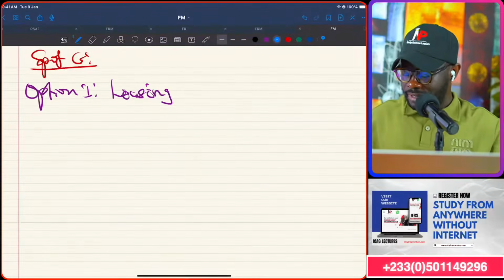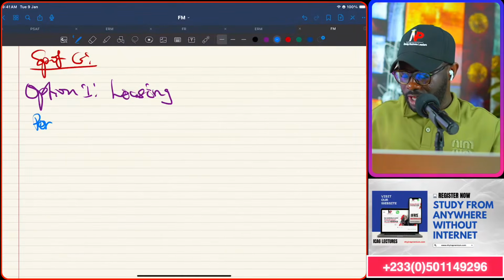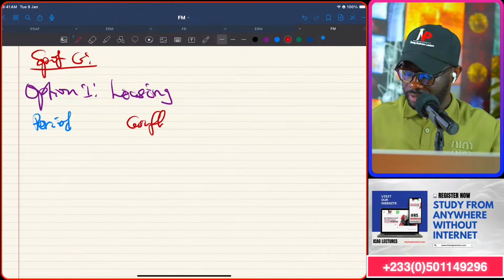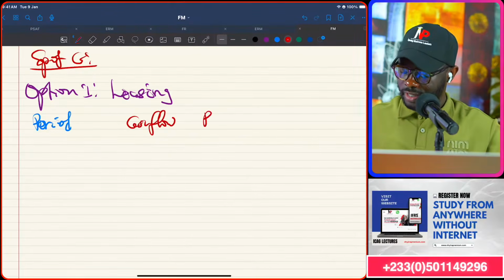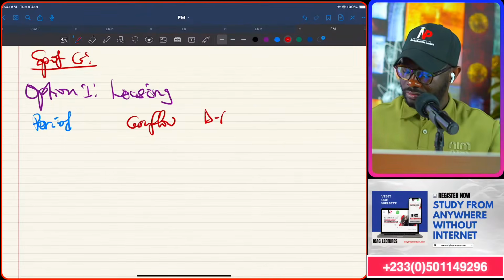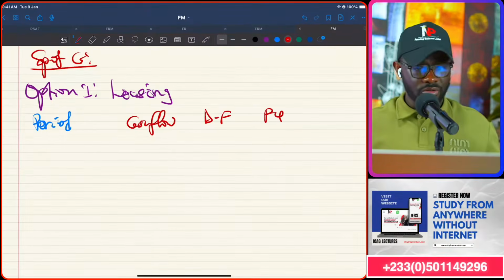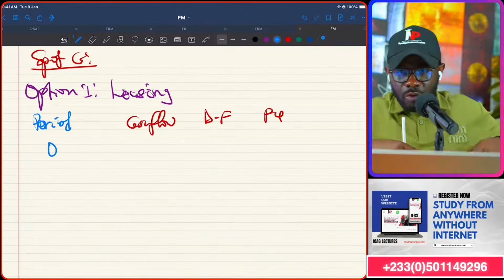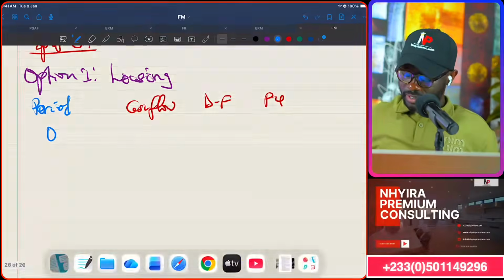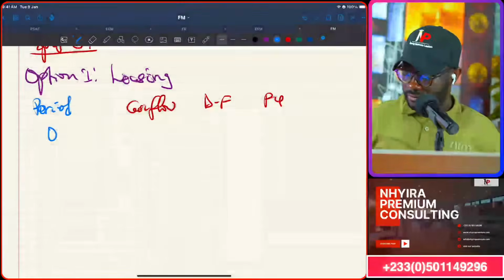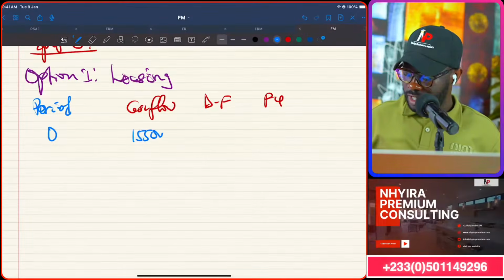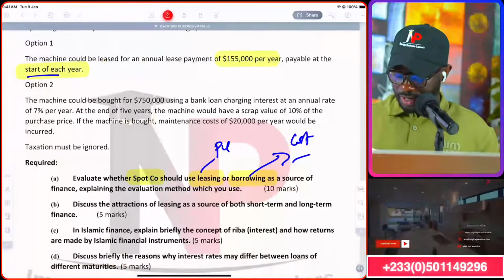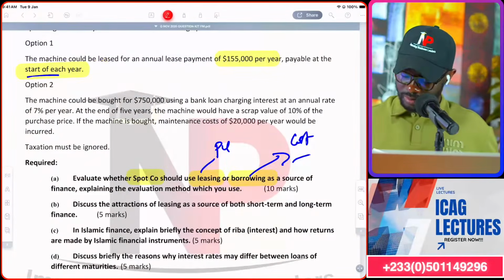So if I pull up the slide, I'm going to have the period here. Going to have the cash flow coming up. Going to have the discount factor coming in. Then I'm going to have the present value coming up. So year 0 will make the first lease payment of $55,000. What is the discount factor? Give me a sec. Let's finish reading. Probably we can get a discount factor coming in for the machine.